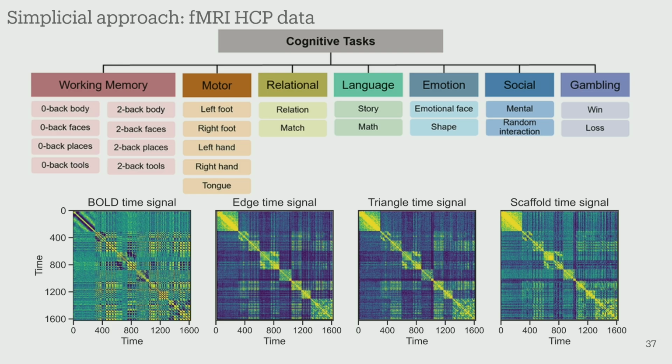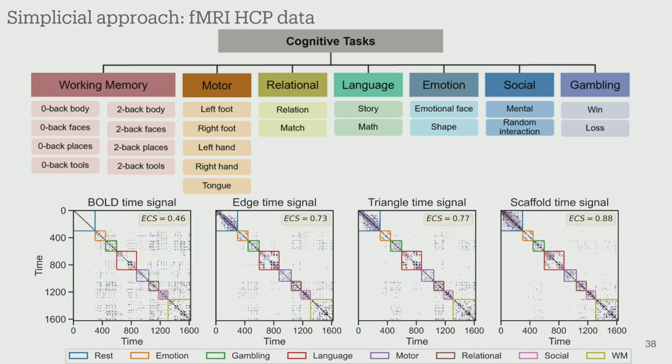And what happens is that you threshold these matrices and you quantify how good you are at retrieving the different tasks. What you observe is that from lower order, so from bold time signal to scaffold time signal, you actually have something which is much more resembling the different block structure.